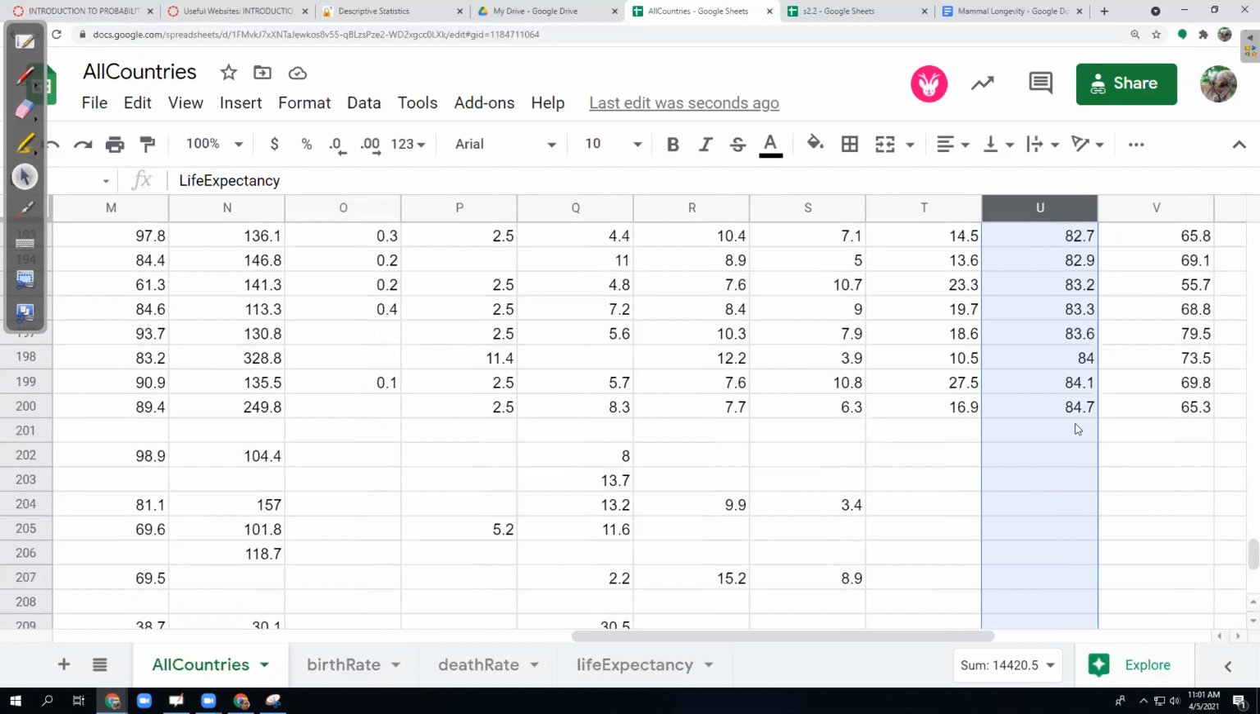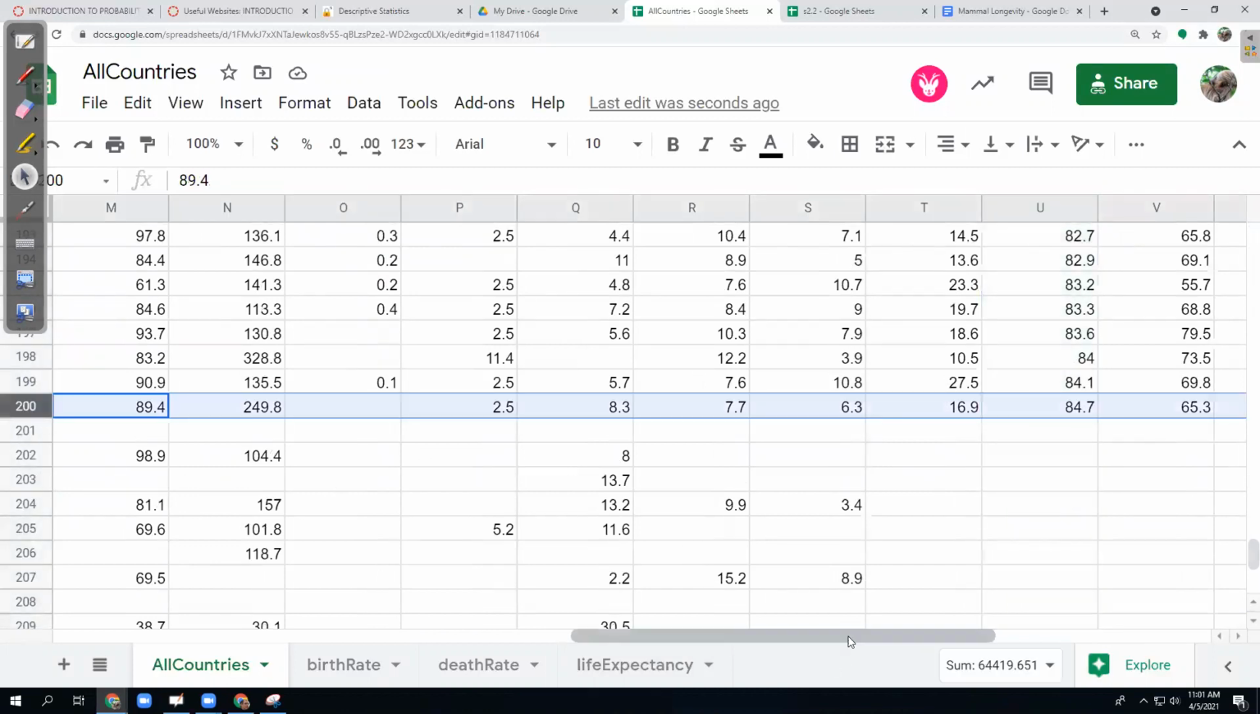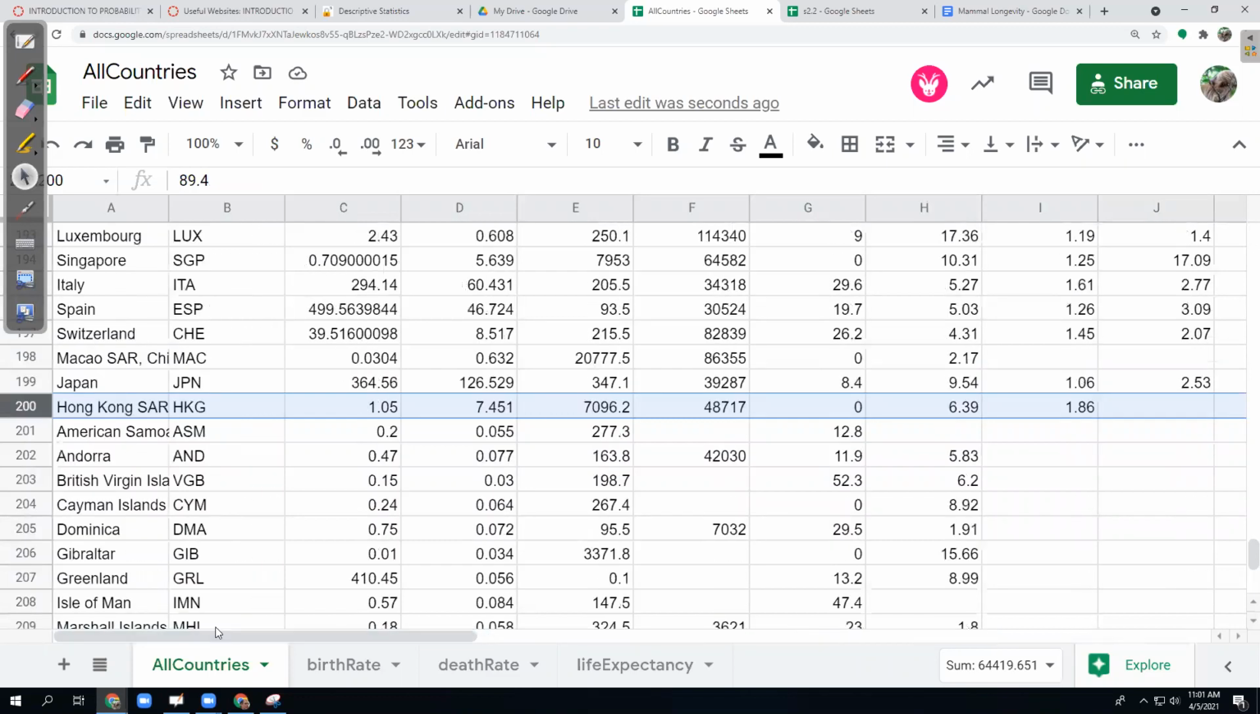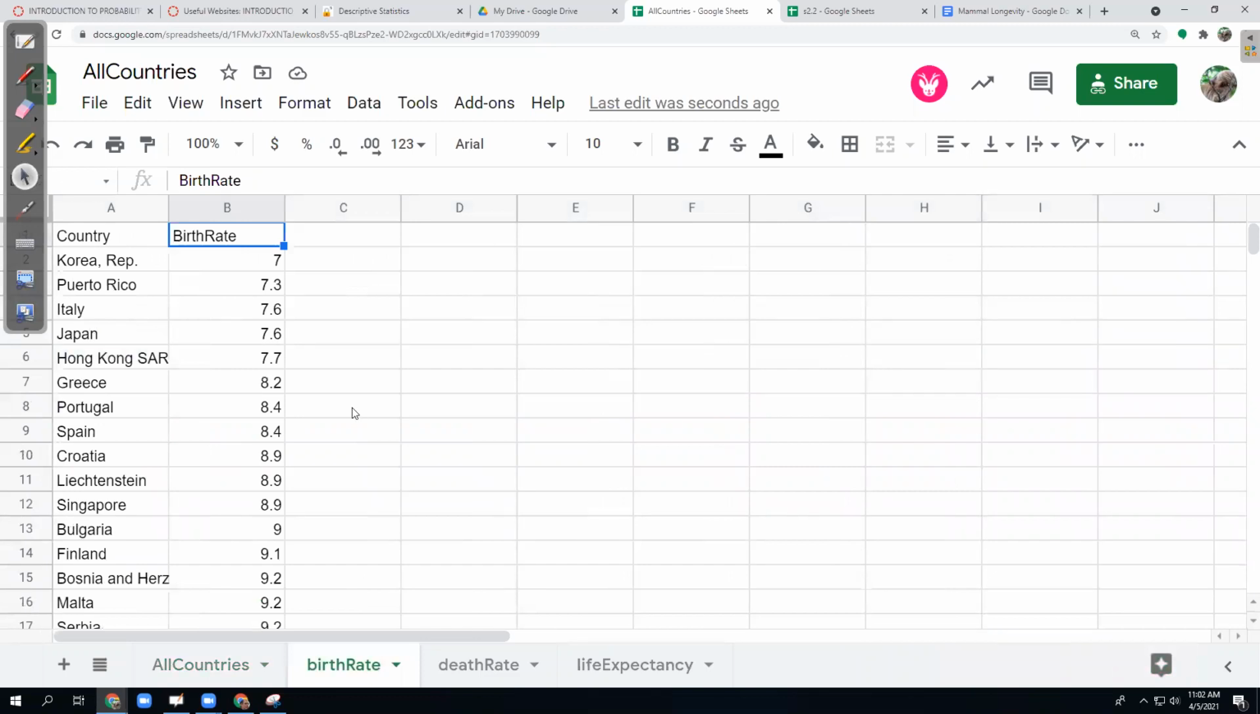Okay, so that country didn't have one. So let's see, whatever's in my row 200 has the highest life expectancy. Hong Kong, okay, and then Japan. So places for people to live long. All right, so back to birth rate here.